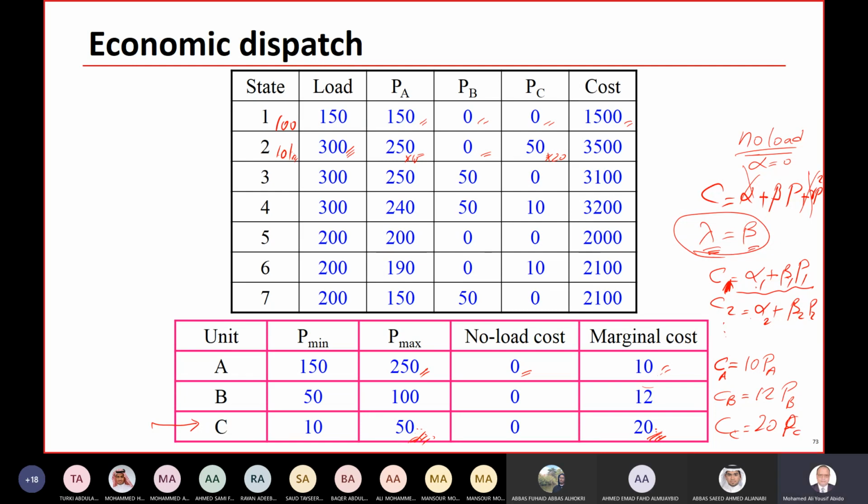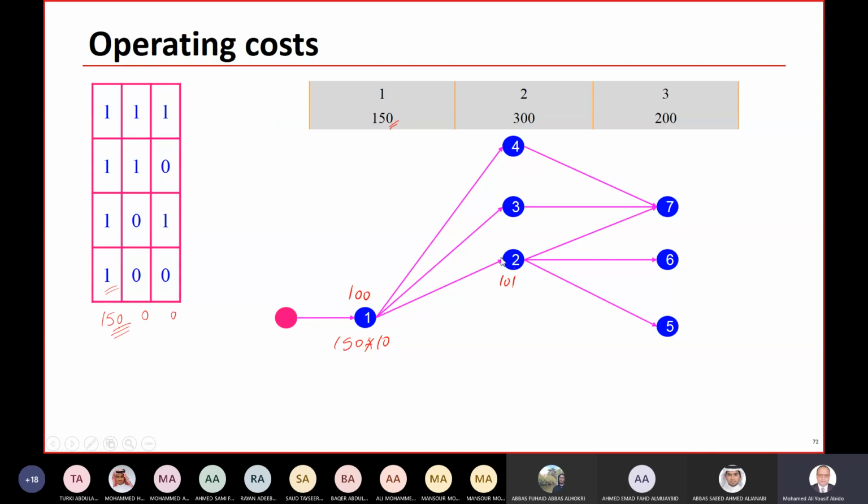Is it clear, Abbas? Clear, yes, doctor. Okay. So let us move forward to state number 3. I think now it becomes easy.